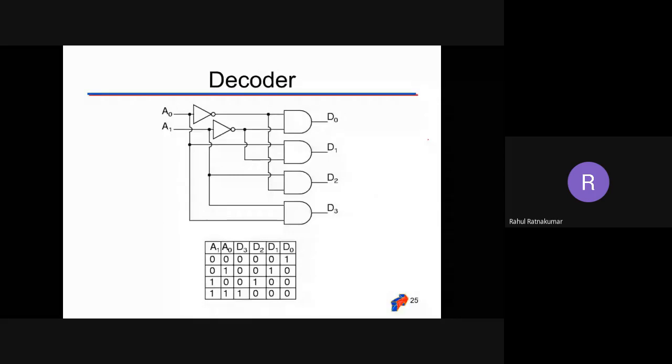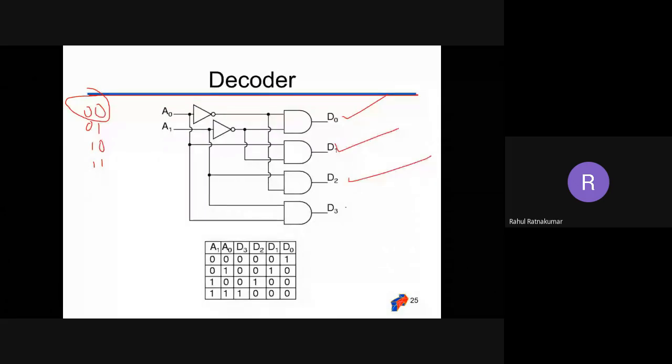So based on the value of A0 and A1 here, we know there are four possibilities: 0 0, 0 1, 1 0, and 1 1. Based on those, if the input is 0 0, the output D0 is going to be high. If it is 0 1, D1 is going to be high. If it is 1 0, D2, and 1 1, D3.